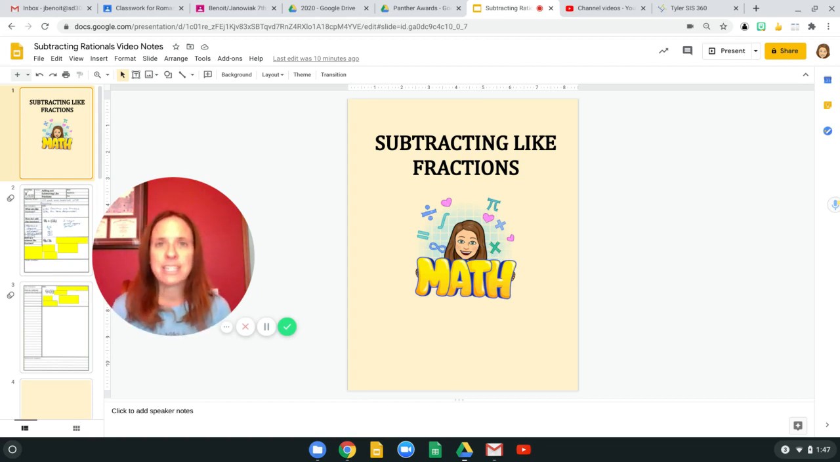Subtracting like fractions is our topic for today. Go ahead and get your note packet ready while I put us in present mode.